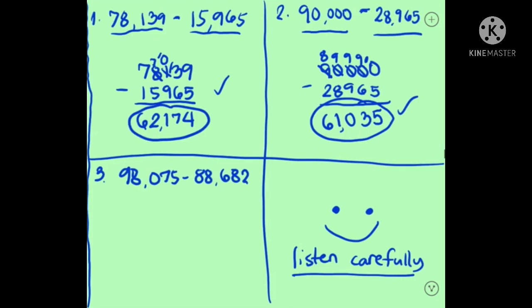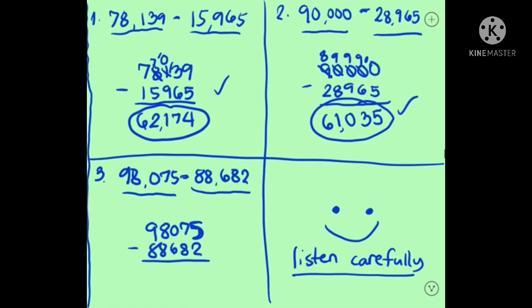Let us read first. We have 98,075 minus 88,682. Okay, we will line up them first. So I'll put here 98,075. Okay, and then 88,682. Minus.